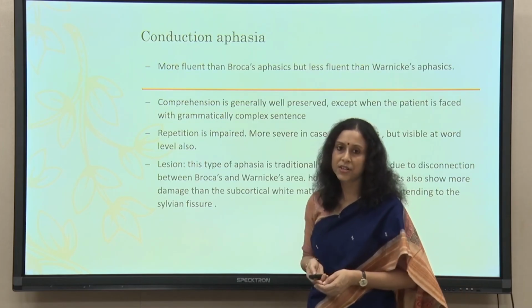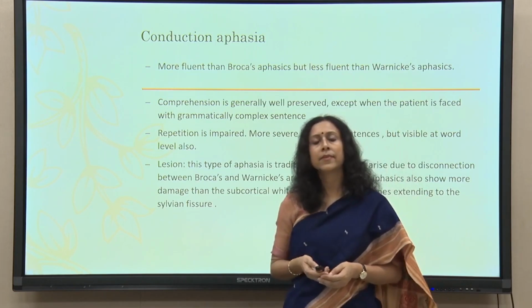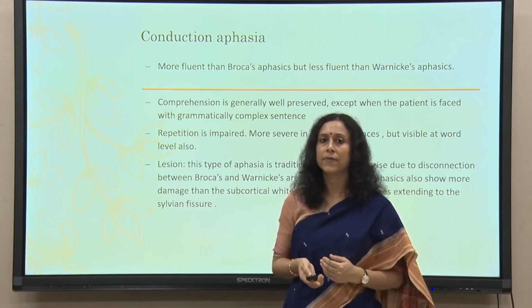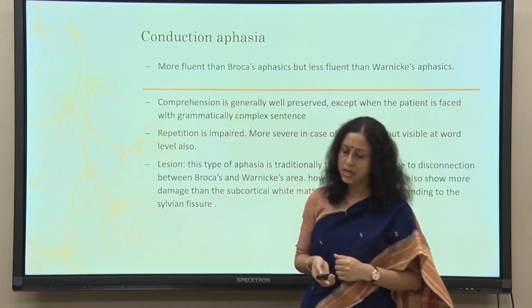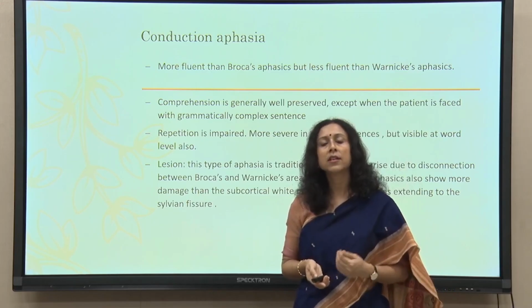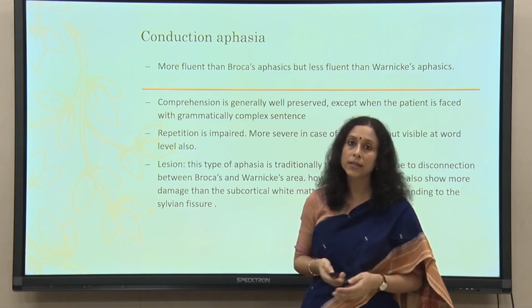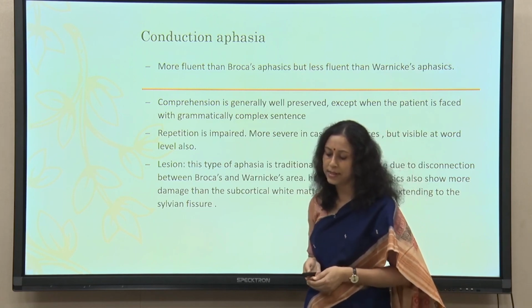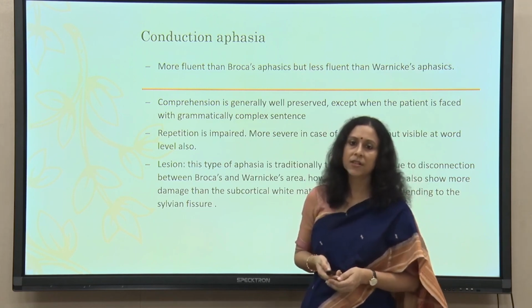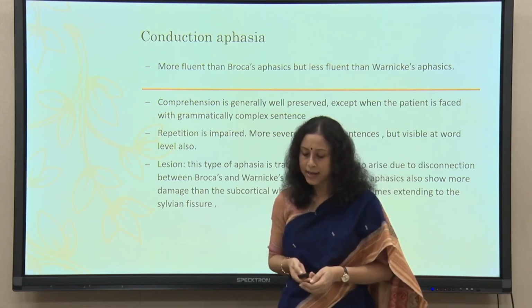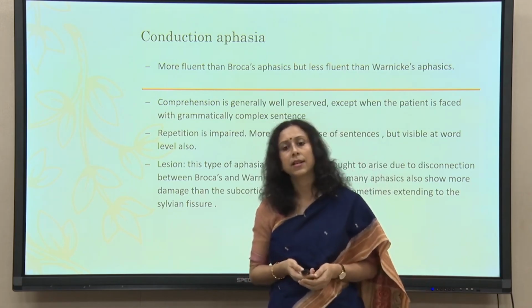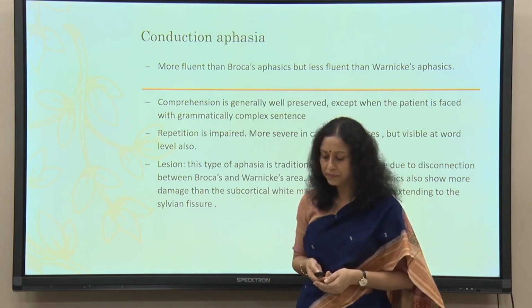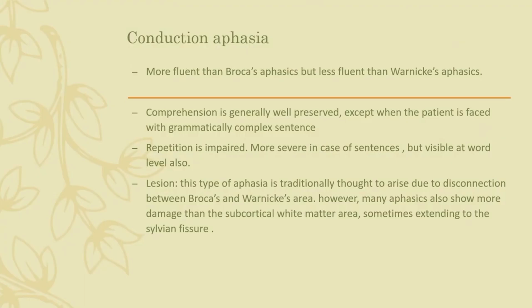Then we have conduction aphasia. This is somewhere in between Broca's and Wernicke's aphasia in terms of fluency. So, the patients of conduction aphasia will be more fluent than Broca's aphasics, but less fluent than the Wernicke's aphasics. In terms of comprehension, it is generally well preserved, except when the patient is faced with grammatically complex structures. Simple structures they are able to comprehend perfectly. Repetition is also impaired in these patients.